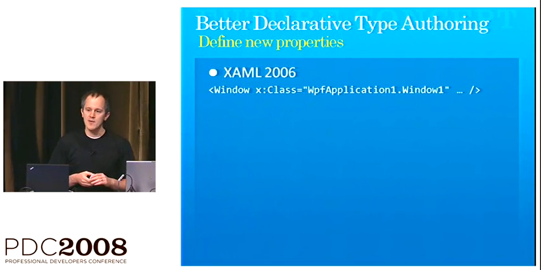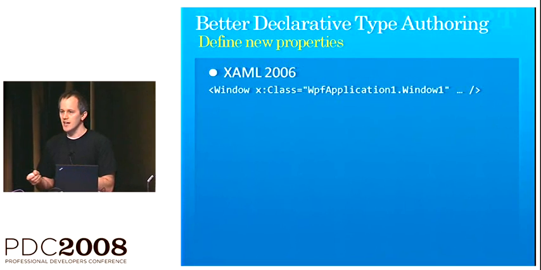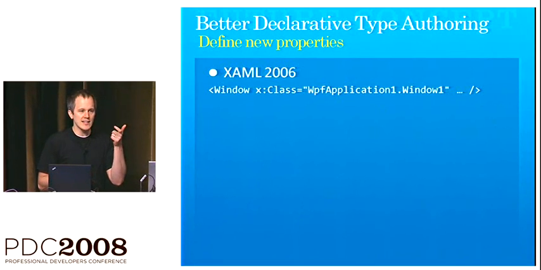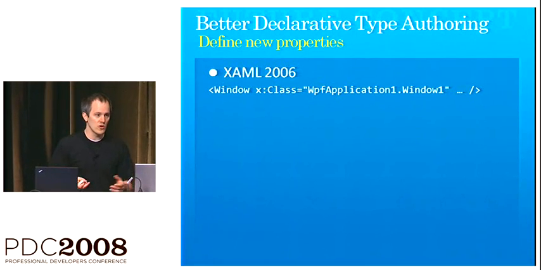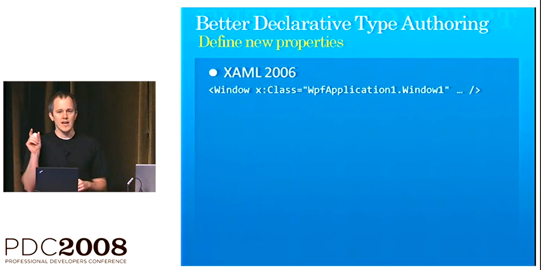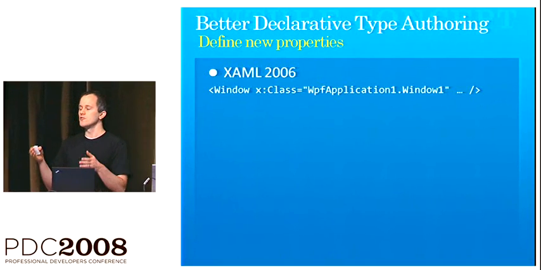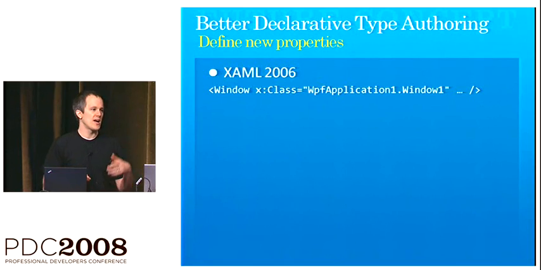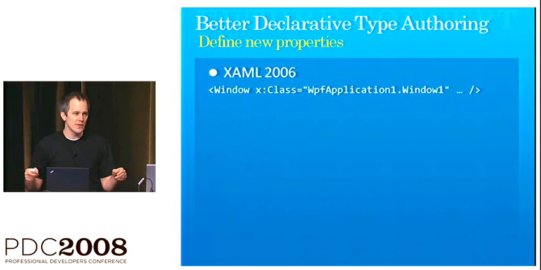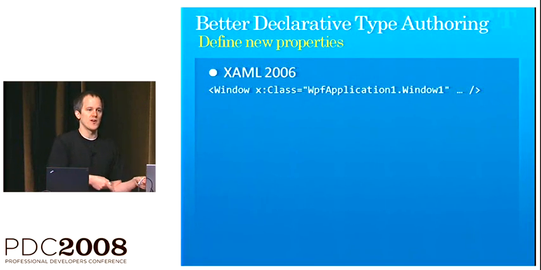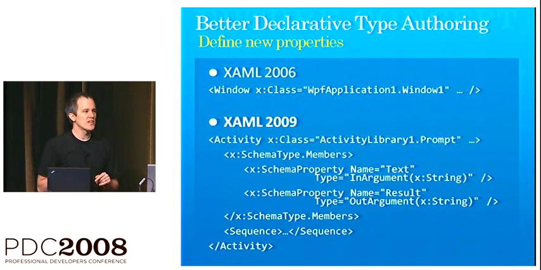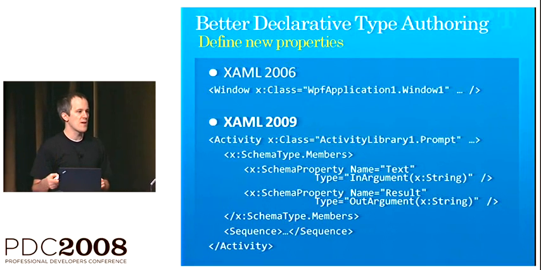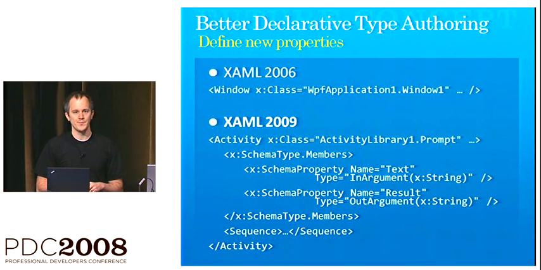Better declarative type authoring. In XAML 2006, we have this x:Class attribute that allows you to enable code behind scenarios and create new user controls. Really what this attribute is doing is defining a new type. Here I'm defining a Window1 type, and it is a window. It derives from window. In XAML 2009, you can now also add custom properties declaratively in XAML.